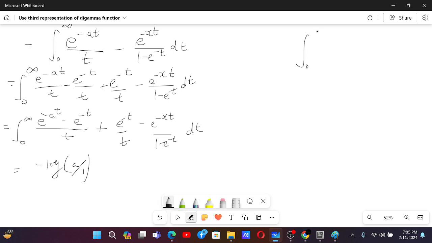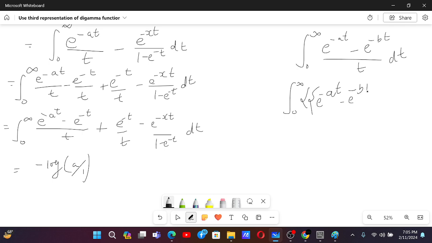So basically, if you have e to the power minus at minus e to the power minus bt by t, what we can do is we can basically take the Laplace transform of the numerator, and the Laplace inverse transform of, basically let me write the whole thing, this will just be confusing. Okay, so when the integral is from 0 to infinity and there are two terms, we can take the Laplace transform of one term and the Laplace inverse transform of the other term. That's allowed by a math identity.